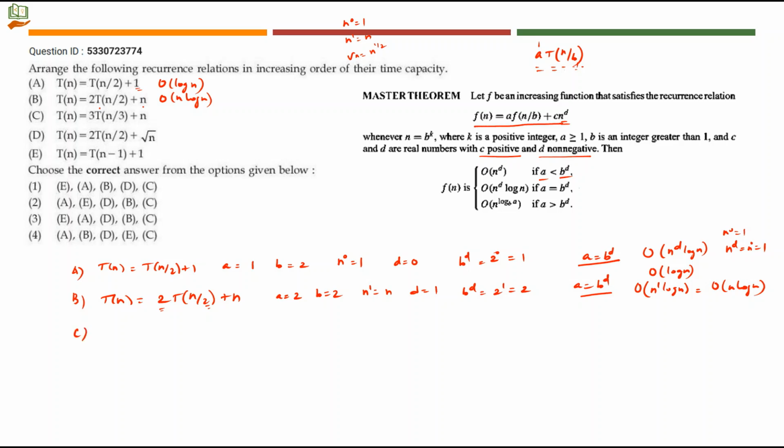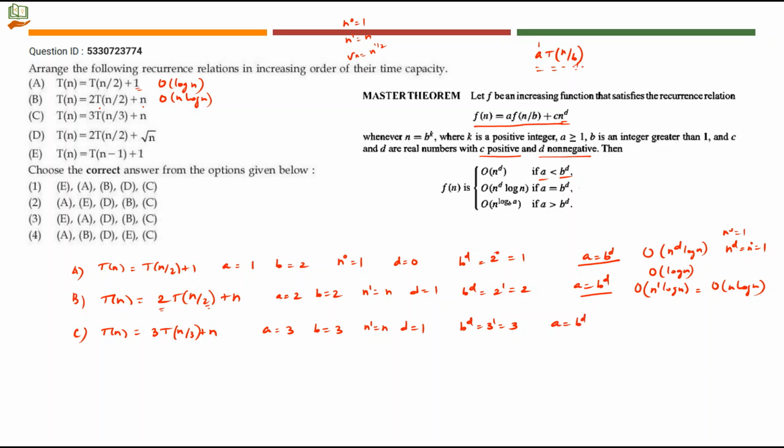What about C? T of n is equal to 3T of n by 3 plus n. Here we have a is equal to 3, b is equal to 3, then n power 1 is equal to n, so d is equal to 1. So again b power d is equal to 3 power 1, which is equal to 3. a is equal to b power d.